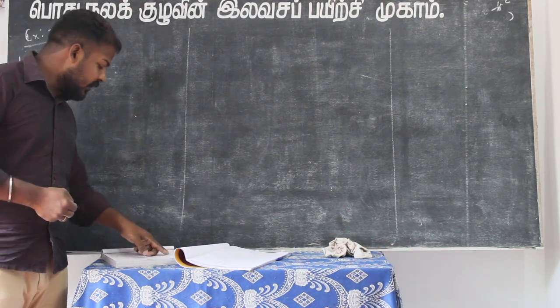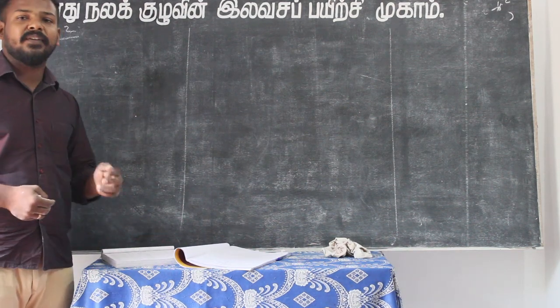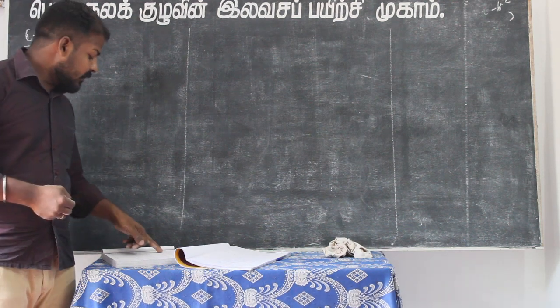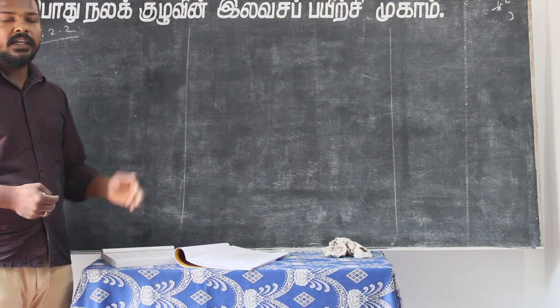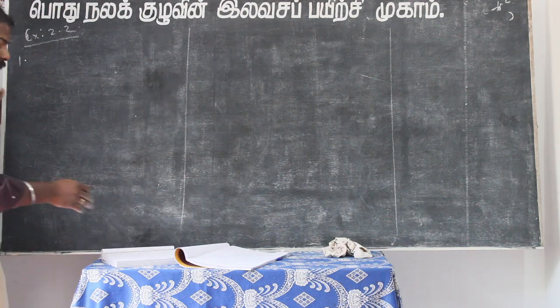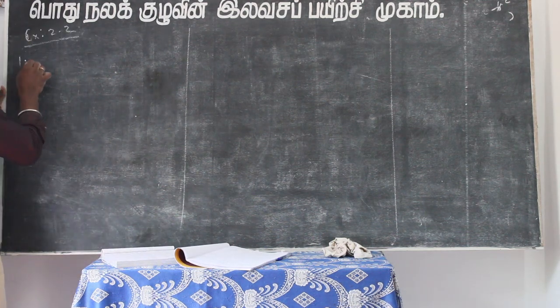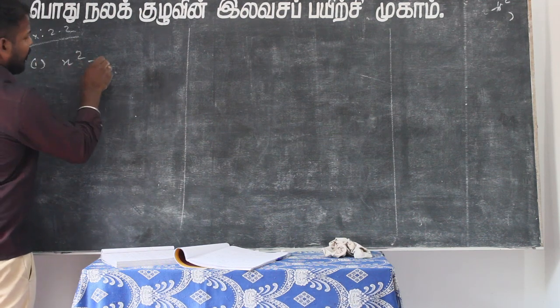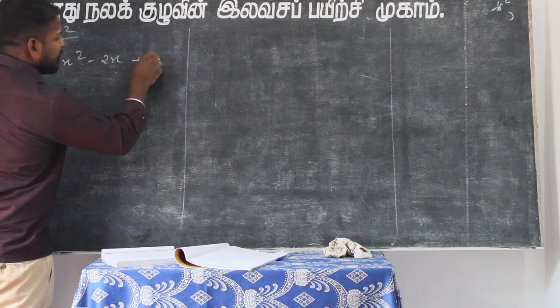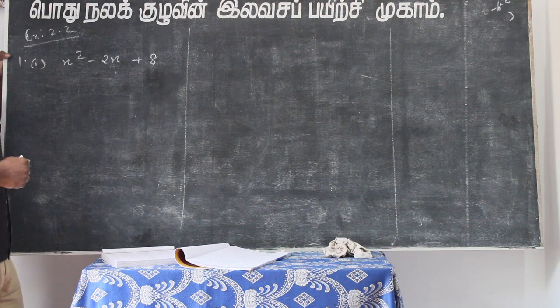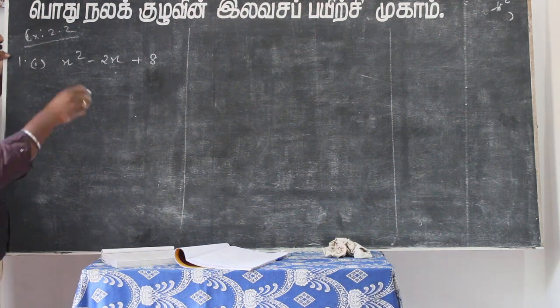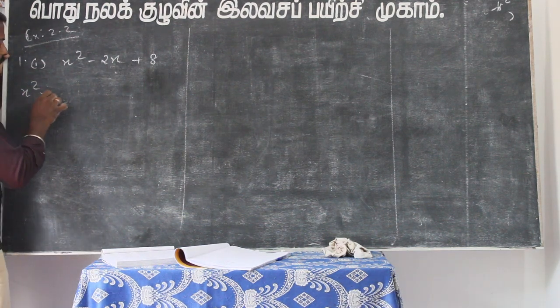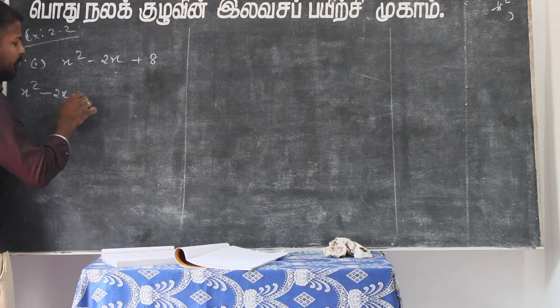The second part is to verify the relation between the zeros and the coefficients. So that is a direct problem. I am going to solve the first one. The polynomial is x square minus 2x minus 8. First we want to find the zeros of the polynomial, so we want to factorize this: x square minus 2x minus 8.